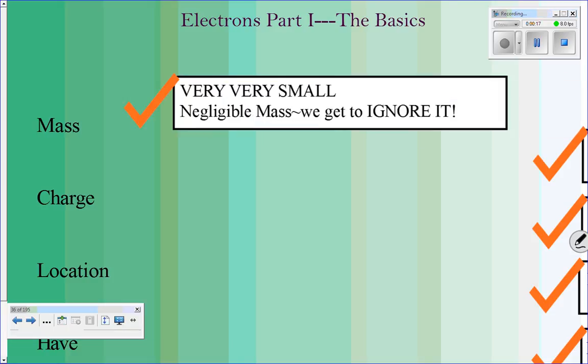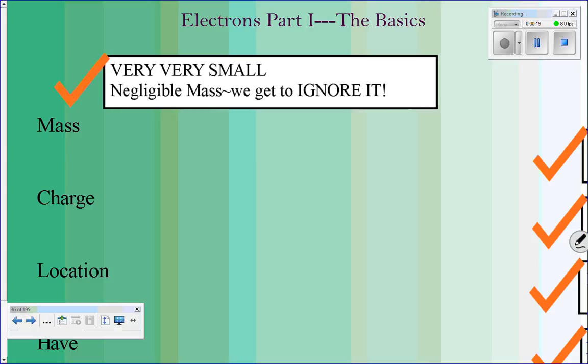Mass of an electron is extremely small. They actually call it a negligible mass. For our purposes, especially this year, we are able to actually ignore it. It isn't actually a mass of zero. There is some mass there. It's just so small compared to the mass of a proton or neutron. It would take about 1,500 electrons to equal the mass of one proton or one neutron.